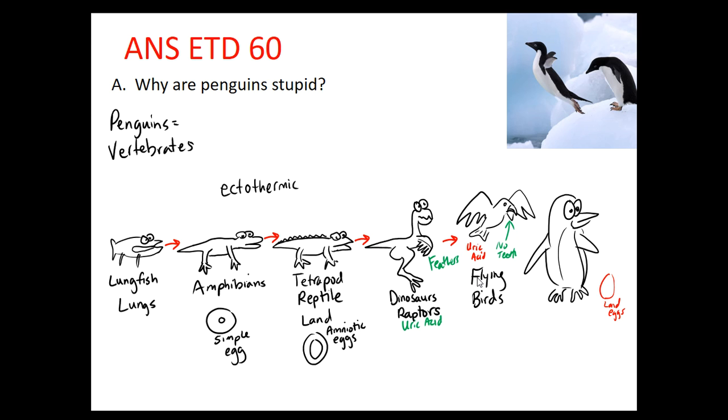Now, eventually, a group of these flying birds, who are nice endotherms, they're highly energetic creatures, they have to eat to supply the energy to run their cells, they evolved into these really stupid birds known as penguins.